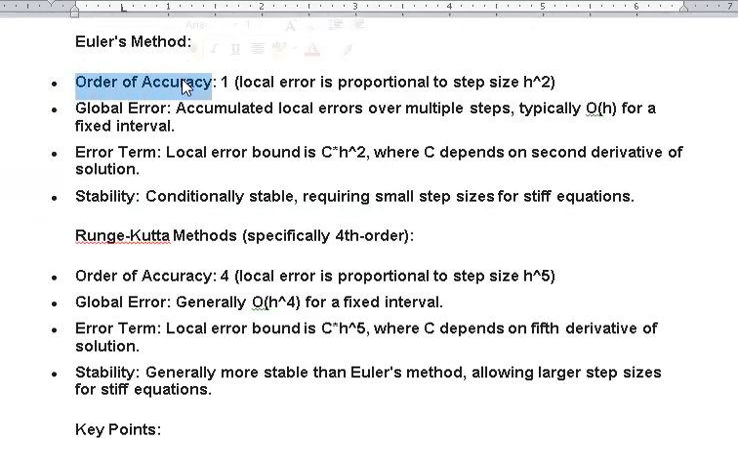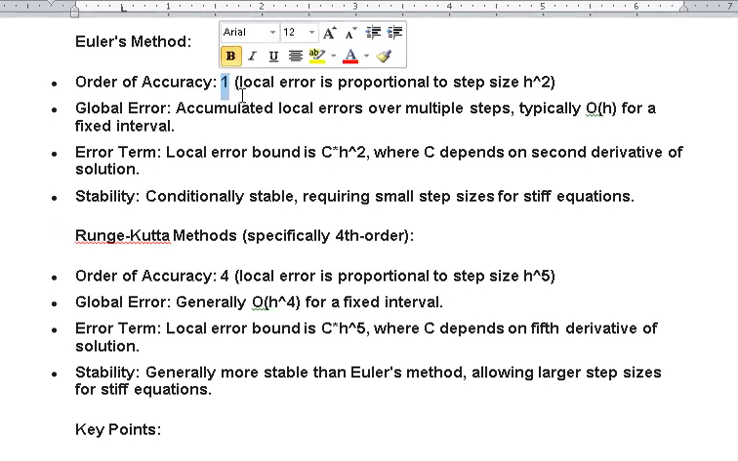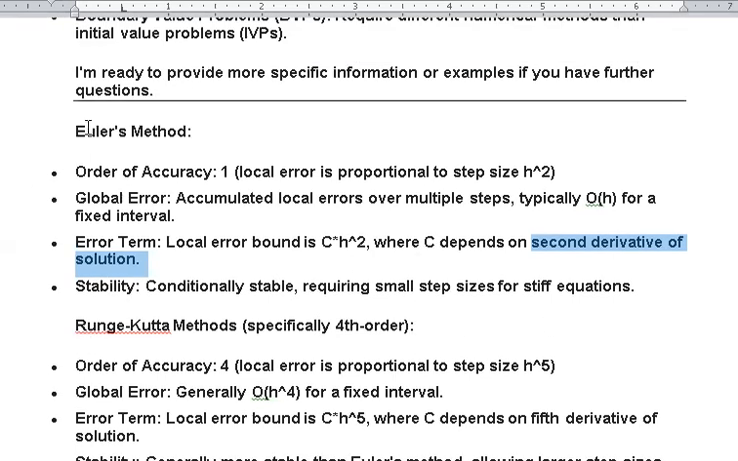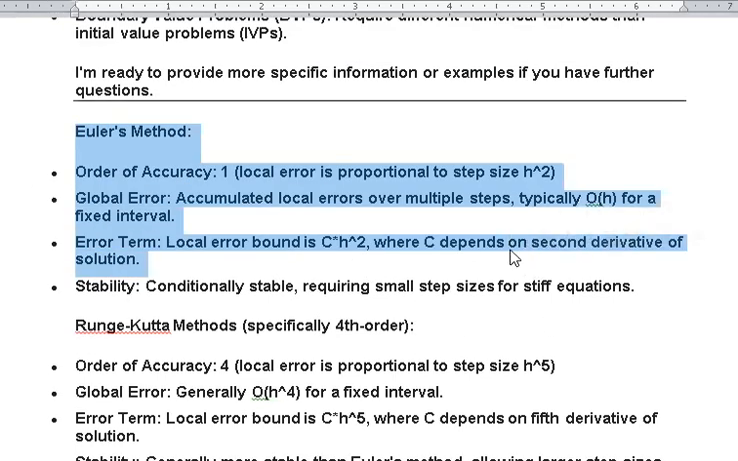So the order of accuracy is one, because h to the power 1. Global error is order of h. So this was the summary. The local error is bounded by this. It depends on the second derivative of the solution. So if the second derivative is bounded, you can find this bound. So stability. This was the summary of their analysis.